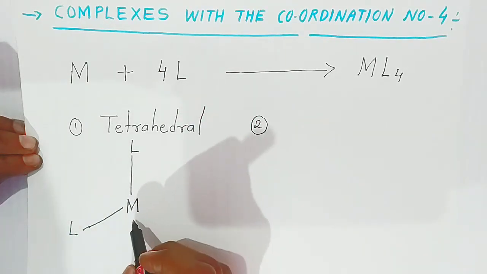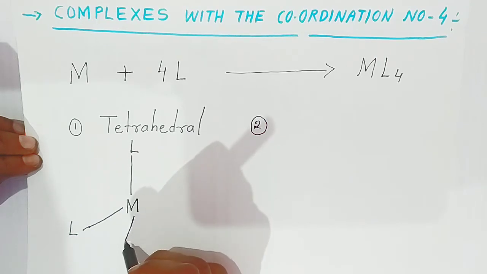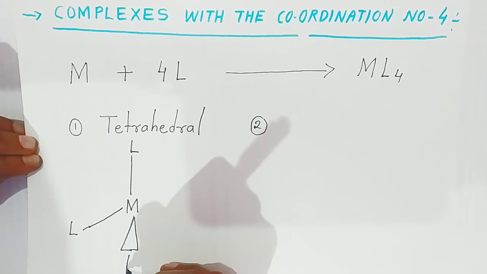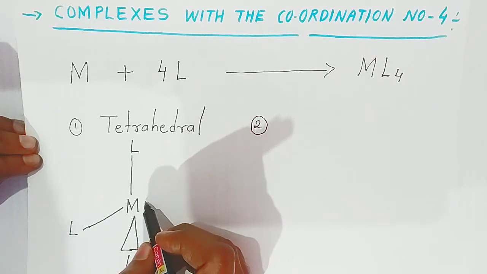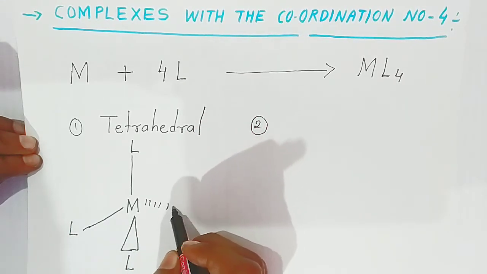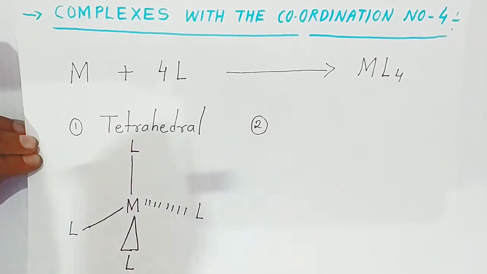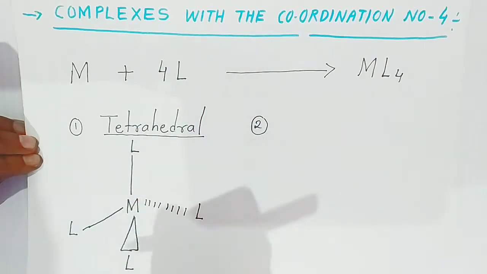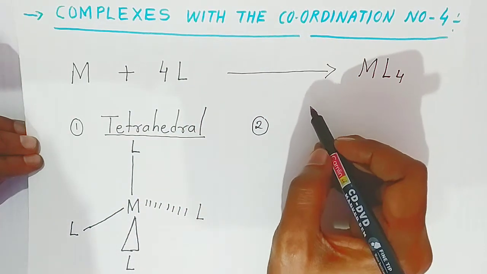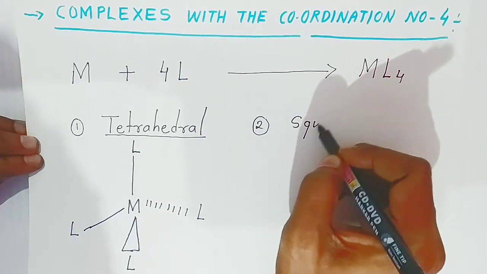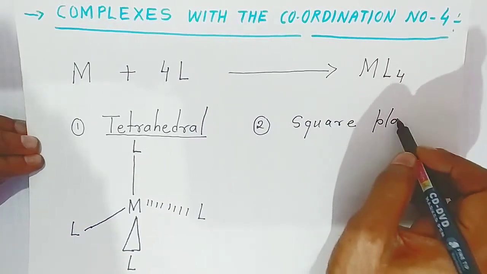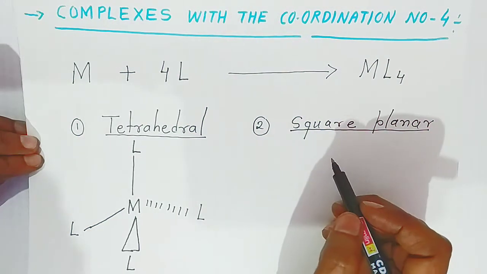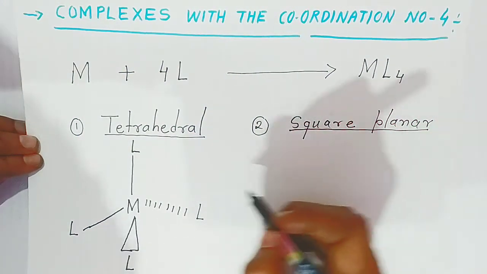Now the third ligand will come from the front, shown with this symbol, and the fourth ligand will come from the back side of the metal, which I have shown with this symbol. This is called the tetrahedral structure. ML4 can be written in two ways: the tetrahedral structure, and second, the square planar structure, when you write down the geometry.